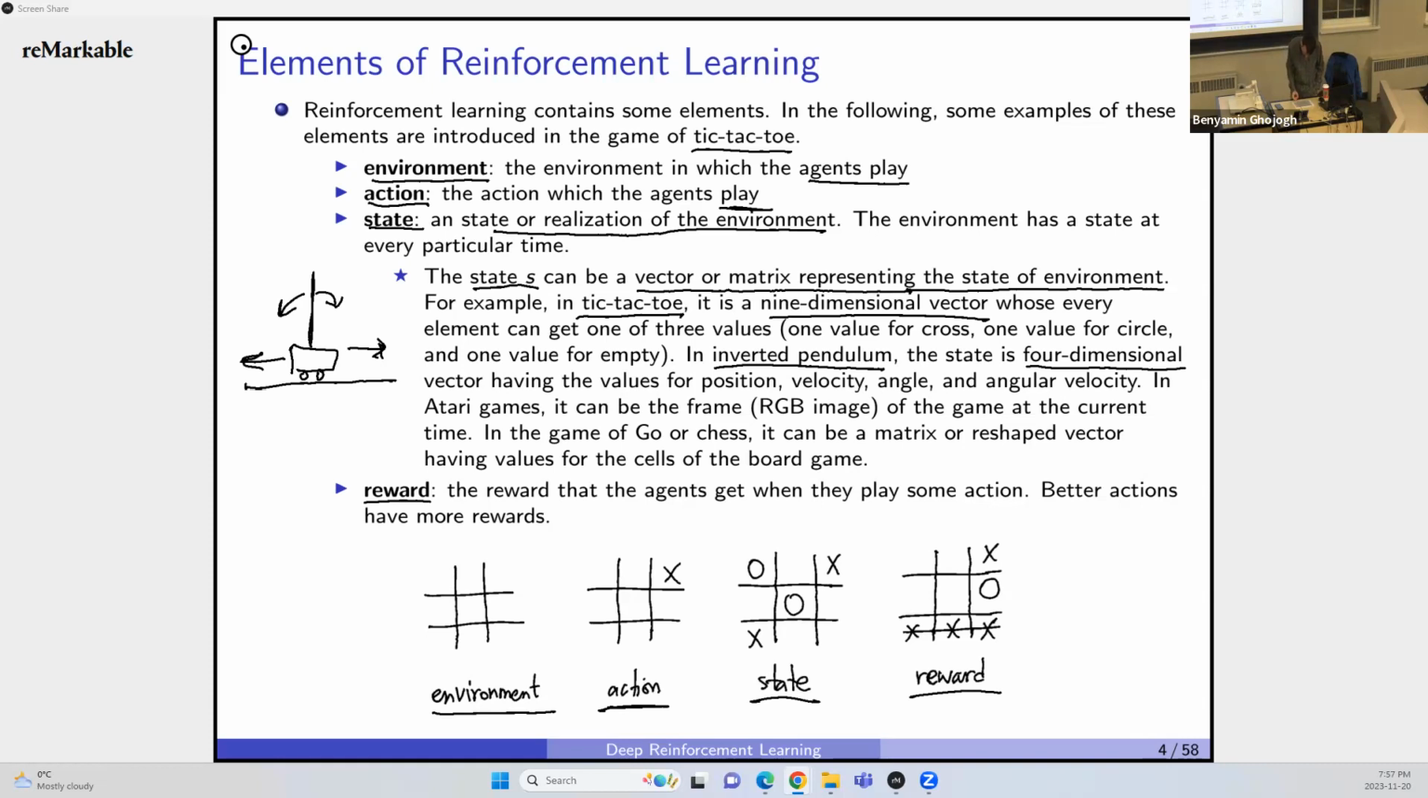By the way, for the inverted pendulum, the state is a 4-dimensional vector having values for position, velocity, angle, and angular velocity. Okay. What about Atari games? In an Atari game, the state is a frame, which is an RGB image of the game at the current time. At every time, the frame changes, right? So the state is dependent on the time.